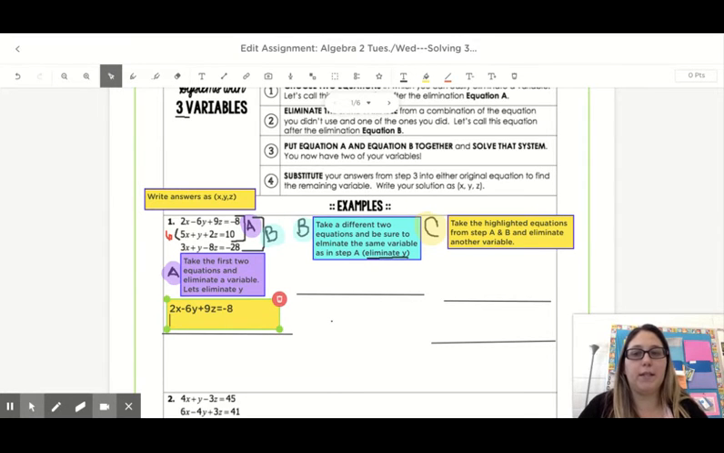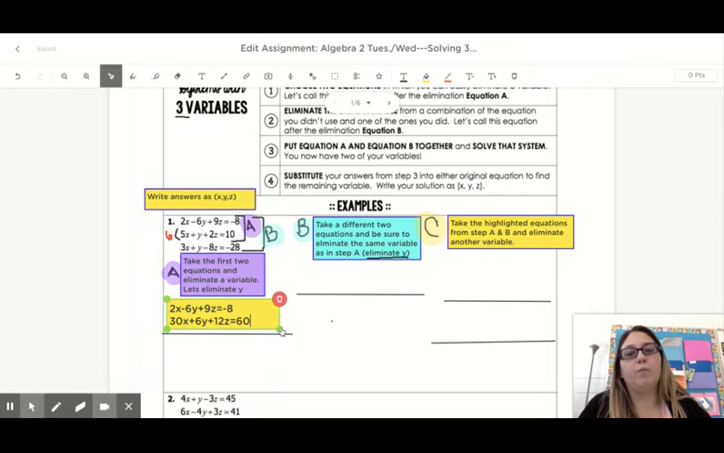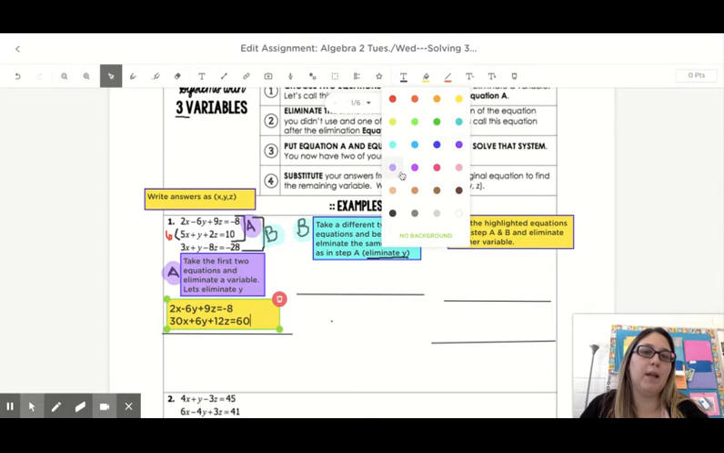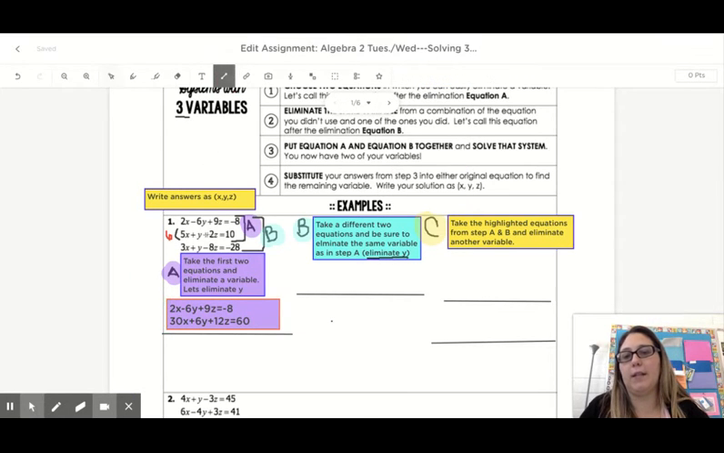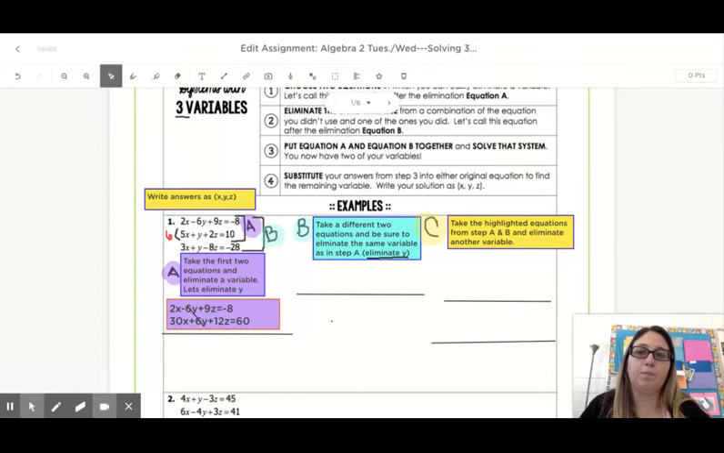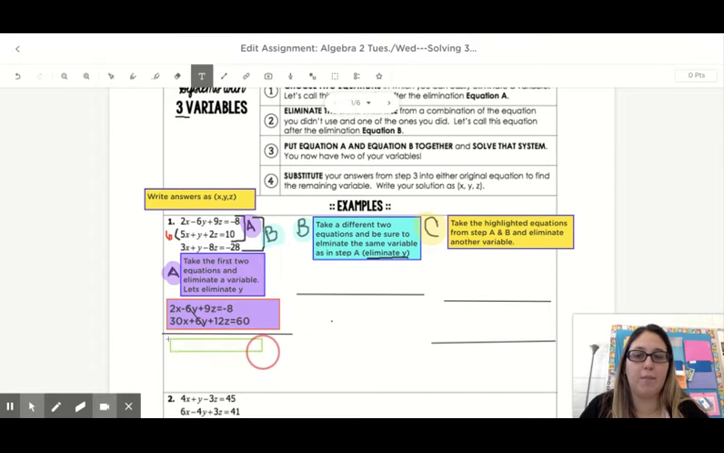So if I do 6 times 5x, I'll get 30x. And then 6 times y, I'll get a plus 6y. And then 6 times 2z will give me a 12z. And then 10 times 6 will give me a 60. And so from here, I'm going to eliminate the y. We see that the y values are completely opposite, and so those will cancel out. And then I'm going to just combine like terms.